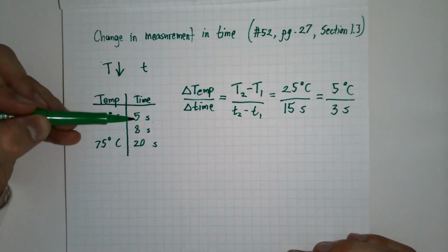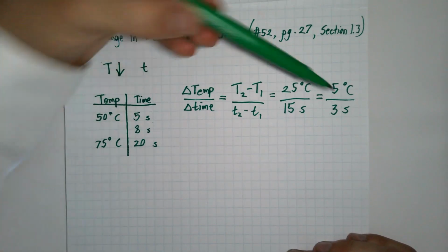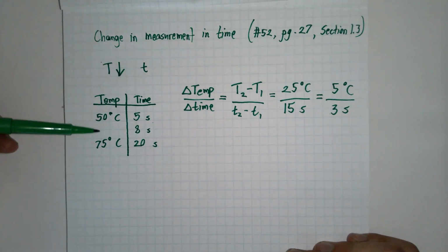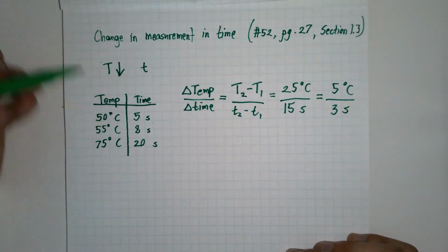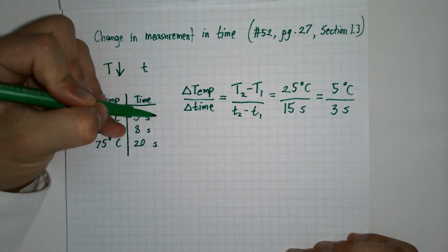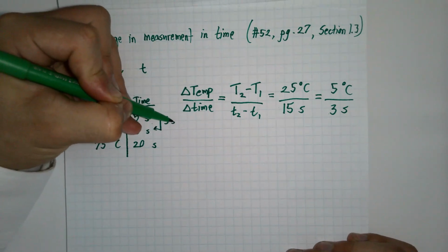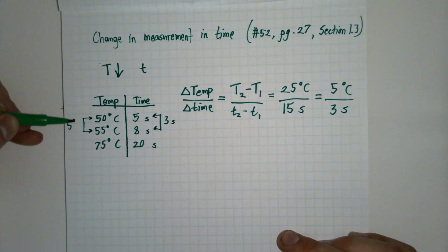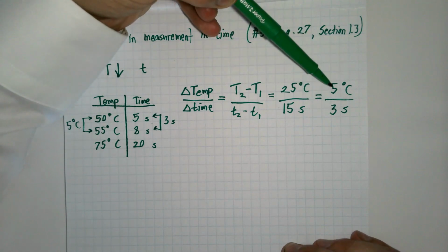We'd say at 8 seconds, well, that's 3 seconds later than 5. Every 3 seconds, we change 5 degrees Celsius. So this must be 55 degrees Celsius. Because every 3 seconds, and right, what you see right here, is a 3-second change. Every 3 seconds, we see a 5 degrees Celsius change, a 5-degree increase.